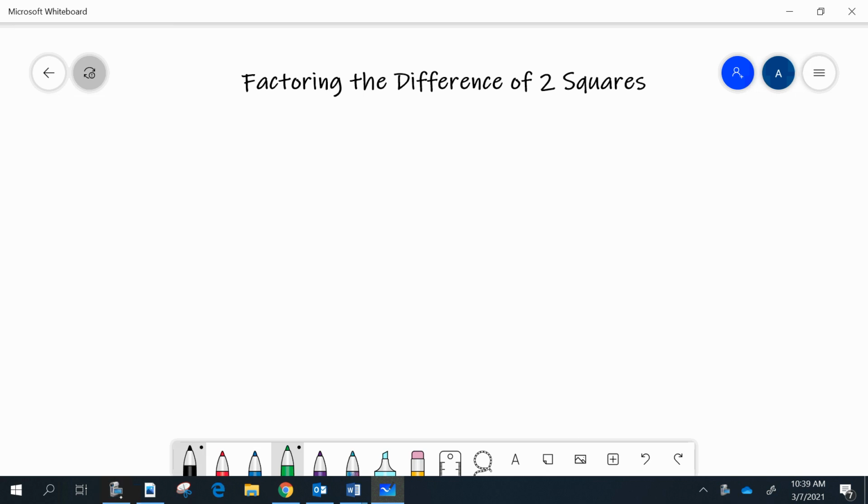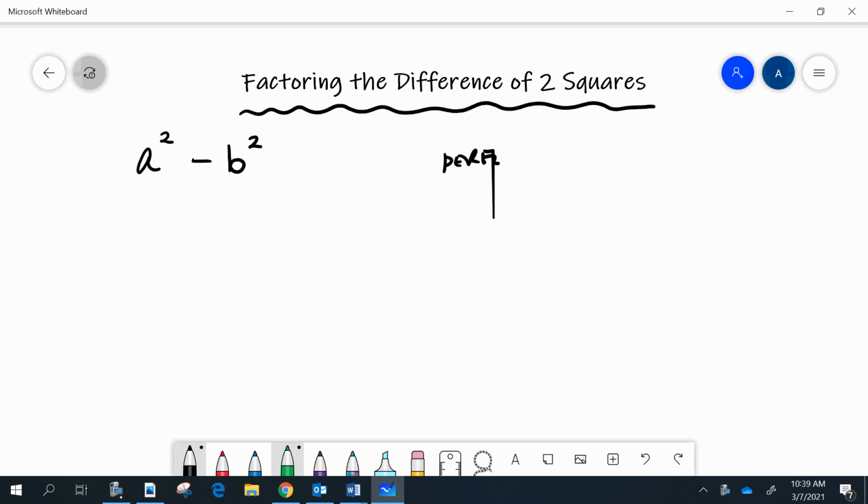Us how to do in class was how to factor what's called the difference of two squares, okay? So what this looks like is having a perfect square minus a perfect square, okay? So let's talk about things that are perfect squares.